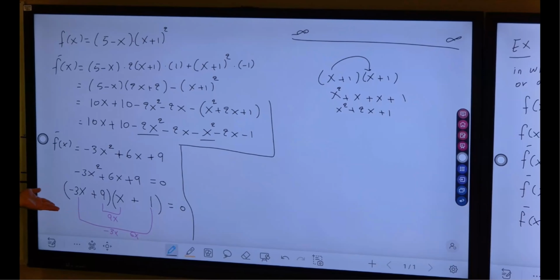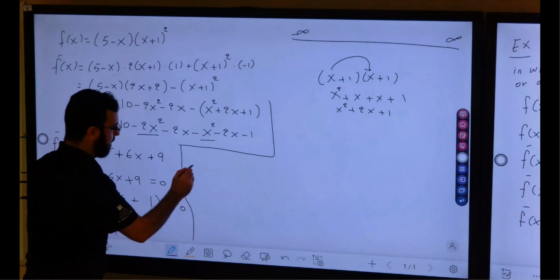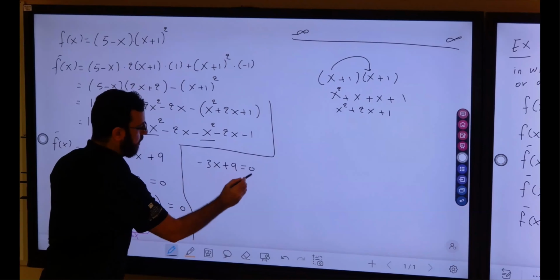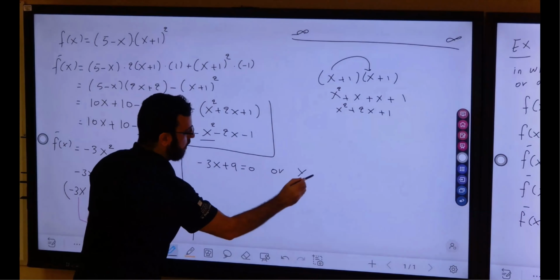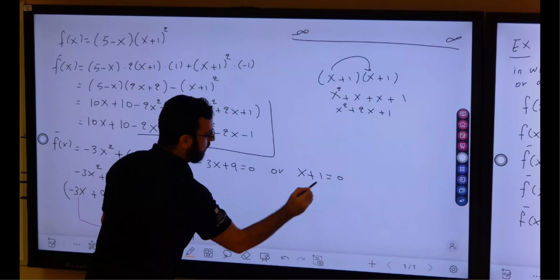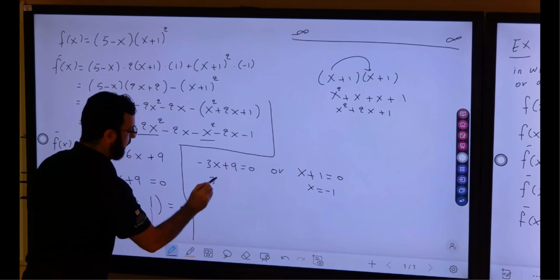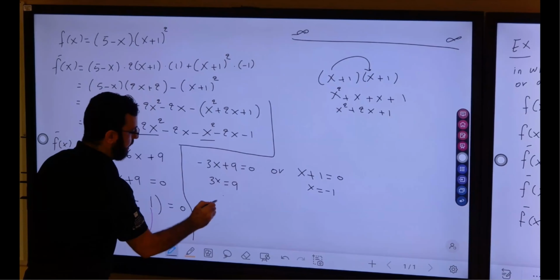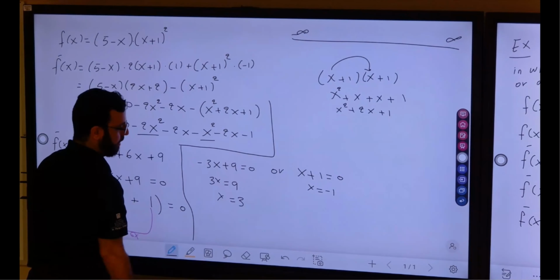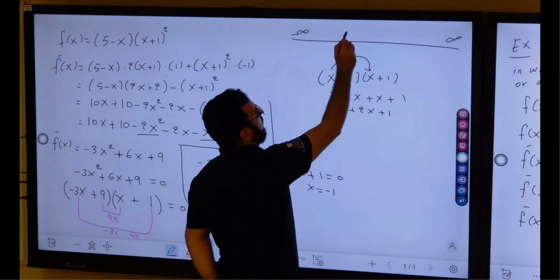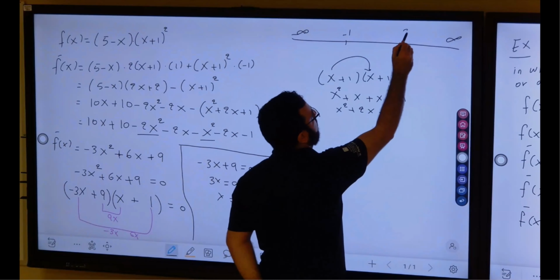What's the next step? Negative 3x plus 9 is equal to 0, or x plus 1 equals 0. That means x equals negative 1. And here, x equals 9 over 3, that means x equals 3. That means we have negative 1 and we have 3.